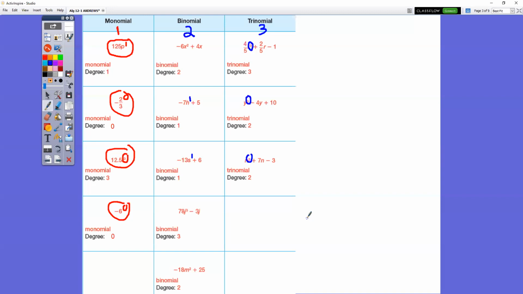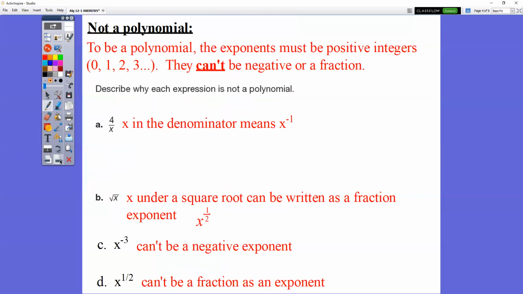On your Regents exam, they love to give you a polynomial. Remember, polynomial is just the overall generic name of all of these. All of these are polynomials. And then they say, is the following polynomial a monomial, binomial, trinomial, or none? Well, none or not a polynomial.